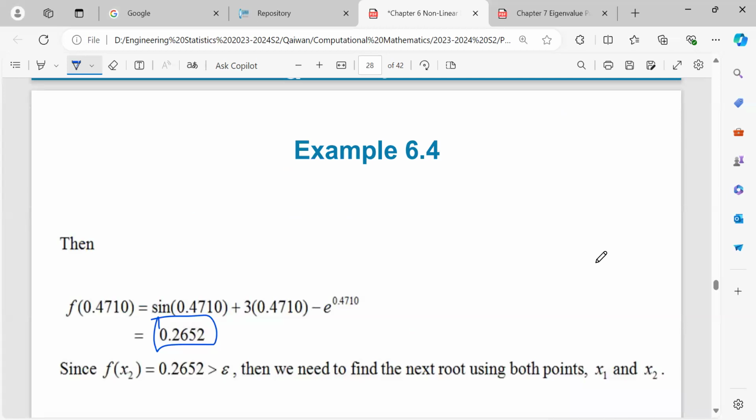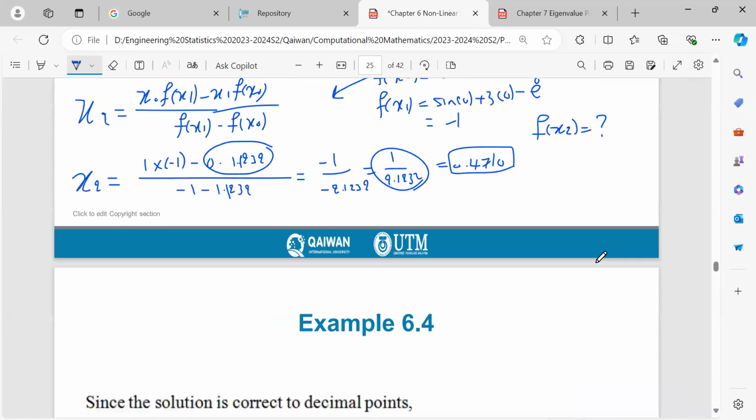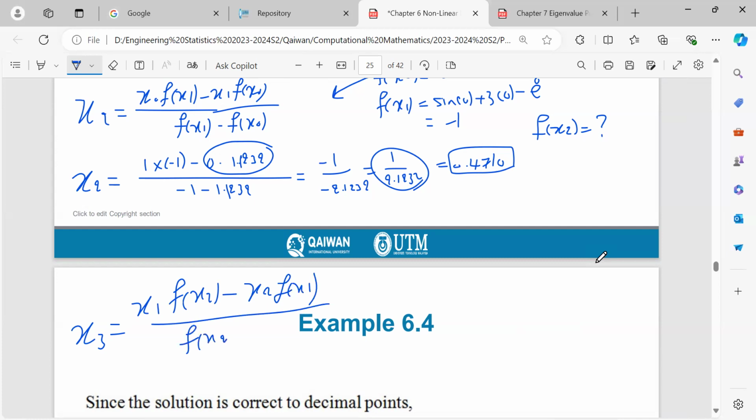It's not less than 0.0005, is it? So we'll continue and find the next x value, which is x3. Here x3 is x1 f of x2 minus x2 f of x1, dividing by f of x2 minus f of x1. We now find x3.